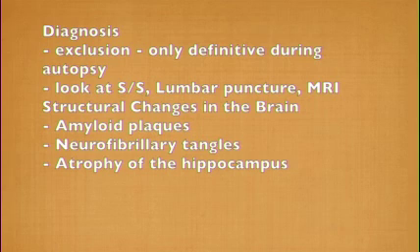The first test is a lumbar puncture. You'll take a sample of the CSF fluid and look for levels of protein. In Alzheimer's disease, protein is decreased. The second test is an MRI to look for structural changes in the brain. You'll see amyloid plaques and neurofibrillary tangles, and you'll also see that the hippocampus is atrophied.